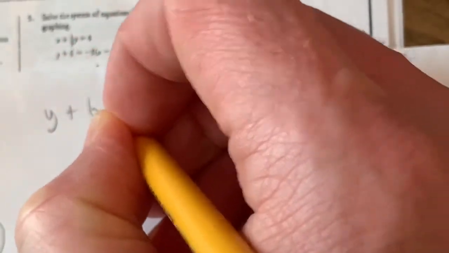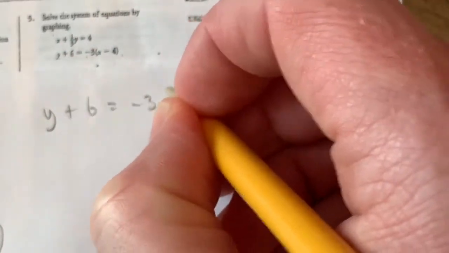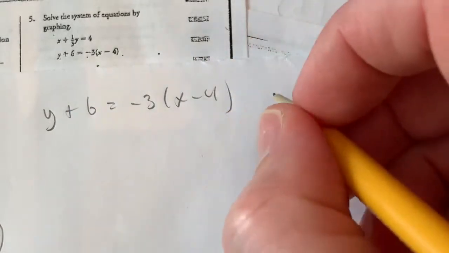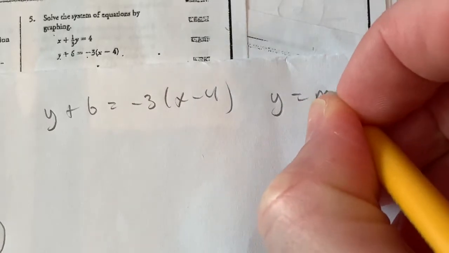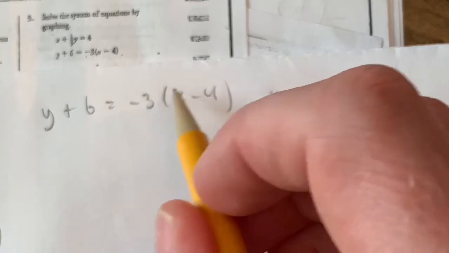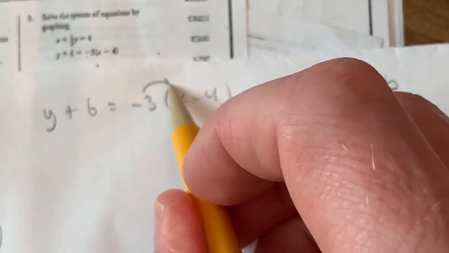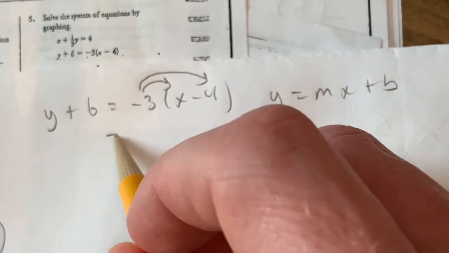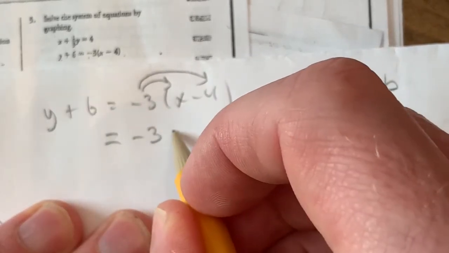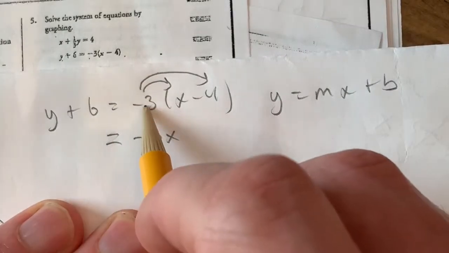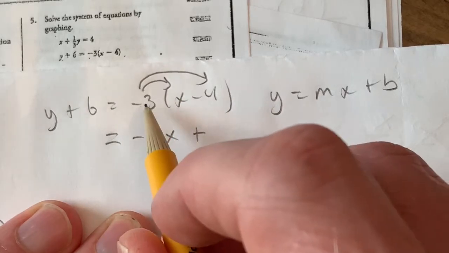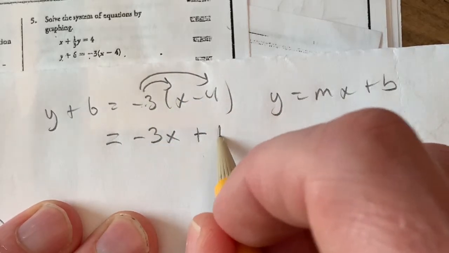y plus 6 equals negative 3 times x minus 4. Once again, we want to make this into y equals mx plus b form. So this is going to be 2 stages. First, we want to get rid of these parentheses. So we're going to distribute that negative 3 to both terms. So negative 3 times x is negative 3x. Negative 3 times negative 4. Well, a negative times a negative is a positive. And then 3 times 4 is 12.